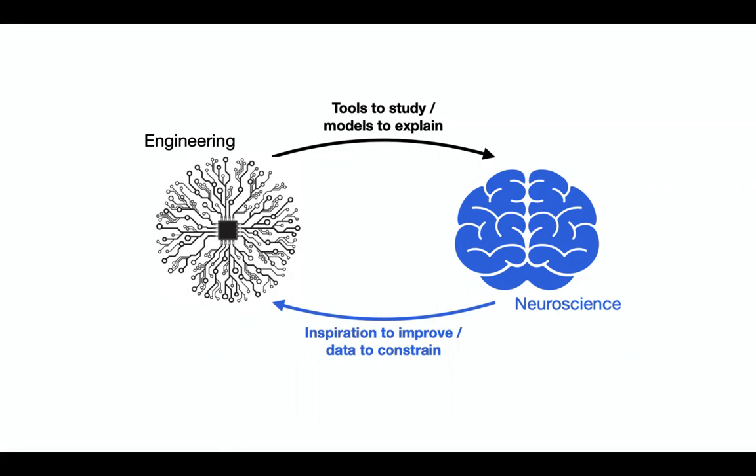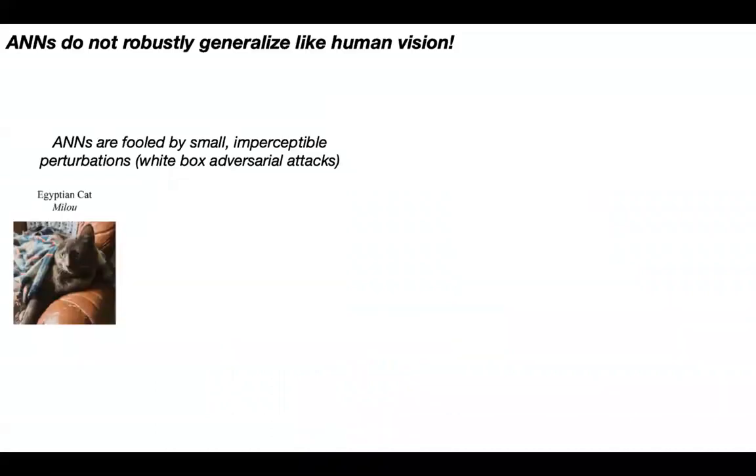And in this case, I'm going to be talking about how we can use what we know about the neurobiology of the primary visual cortex, which is the first area in the cortex that receives visual information, and how we can use this to improve current models of computer vision.